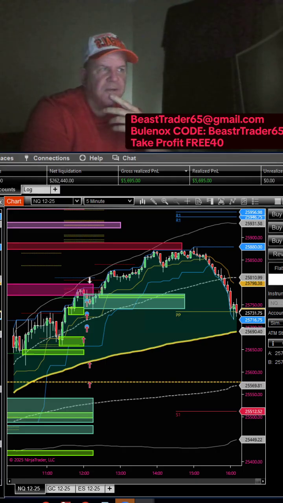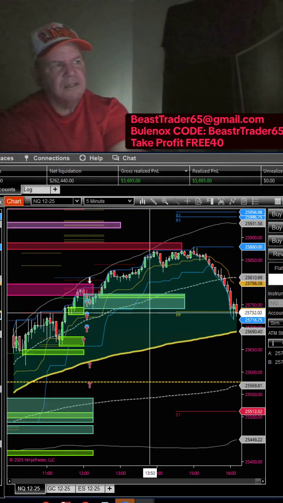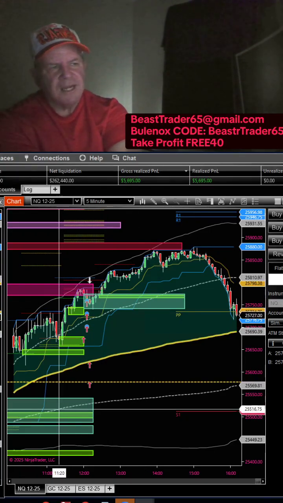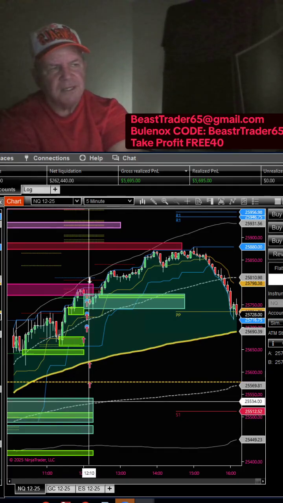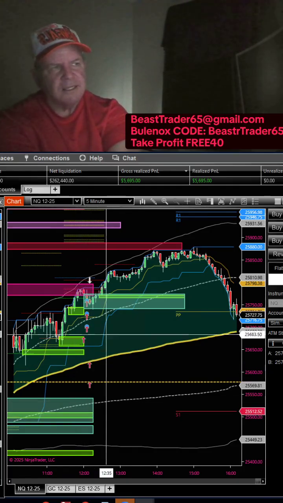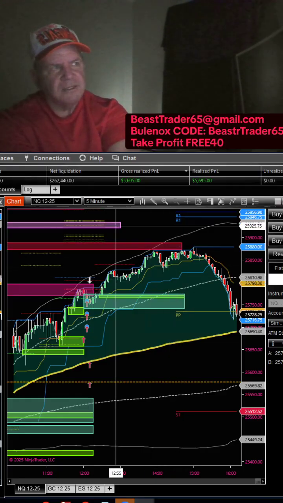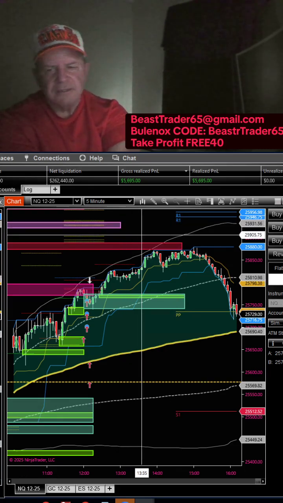Can I explain the green lines? These green lines right here are demand zones, and they're different time frame demand zones. That's a 15-minute here, and you've got a 5-minute inside of that. This is a supply zone here, the red. Then the pink is an hour supply zone. That's what that is.